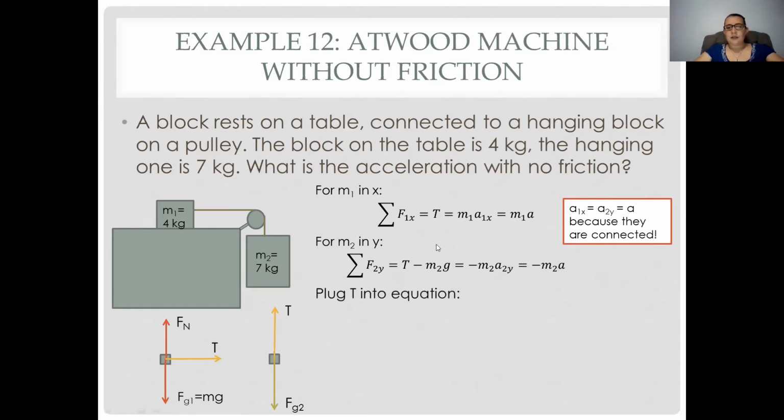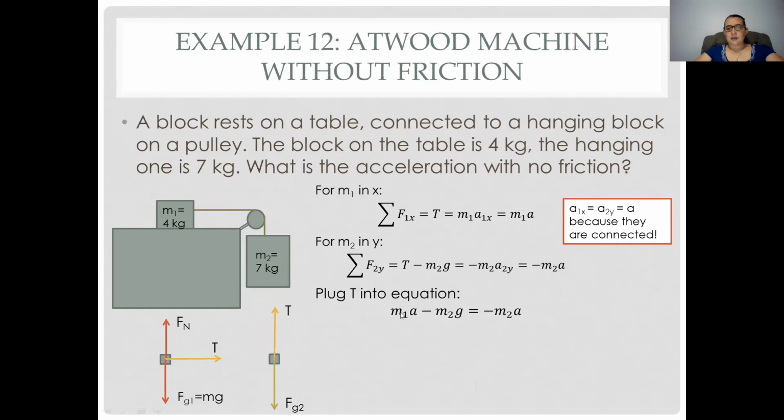So up here in this first expression, we have an expression now for tension. So we can take that and plug it into our result for the second block. So instead of having tension minus M2G, now we have M1A minus M2G equals negative M2A.